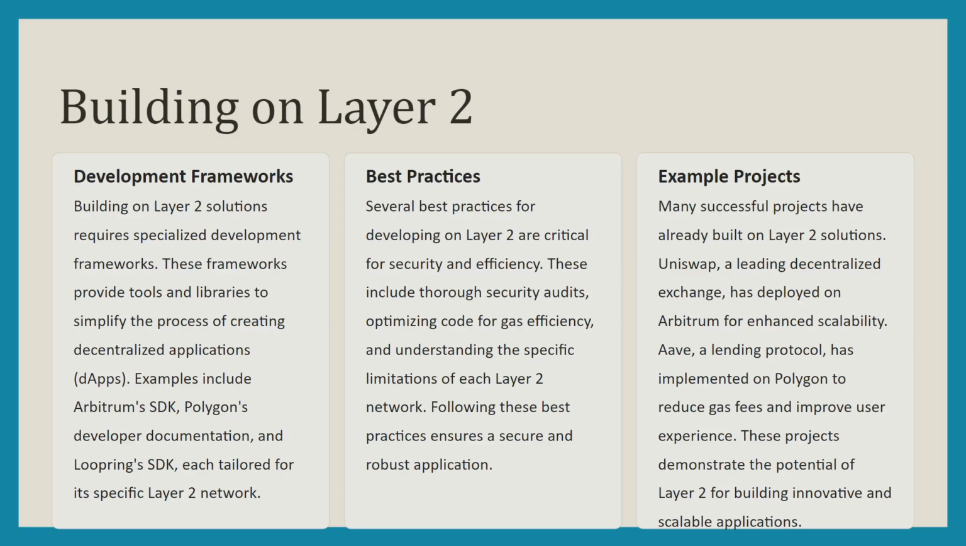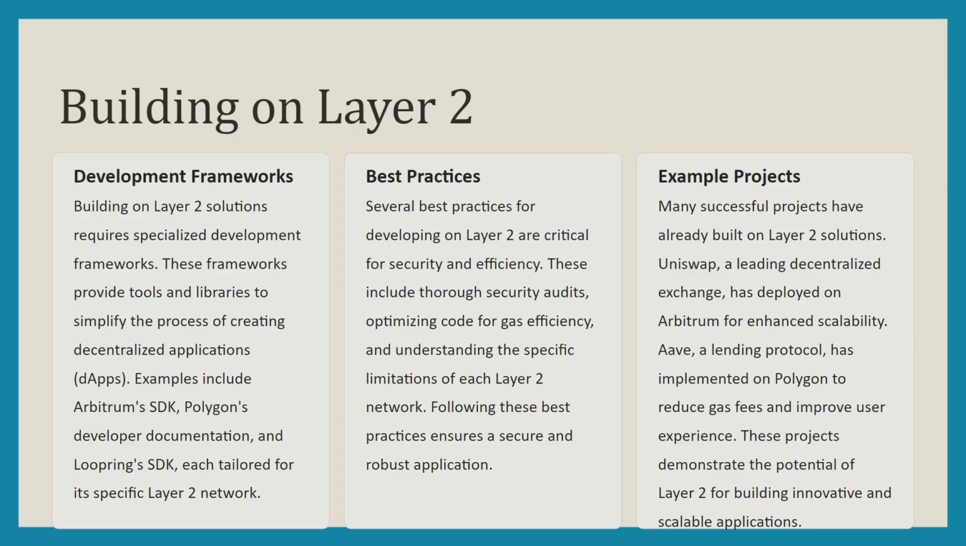So let's talk about building on layer 2: development frameworks. Building on layer 2 solutions requires specialized development frameworks. These frameworks provide tools and libraries to simplify the process of creating decentralized applications. Examples include Arbitrum's SDK, Polygon's developer documentation, and Loopring's SDK, each tailored for its specific layer 2 network.